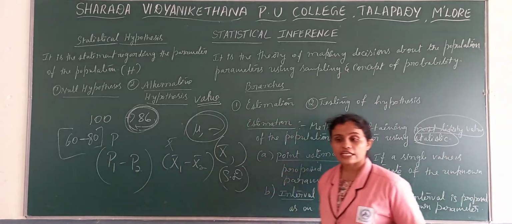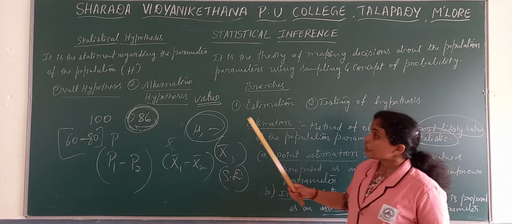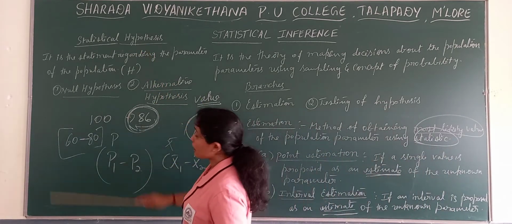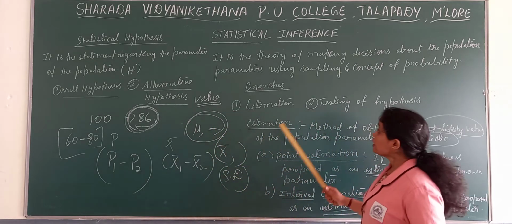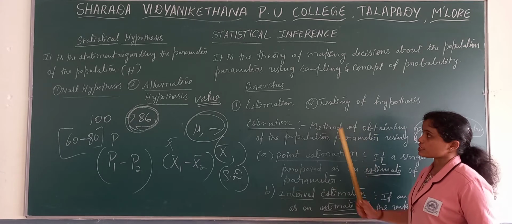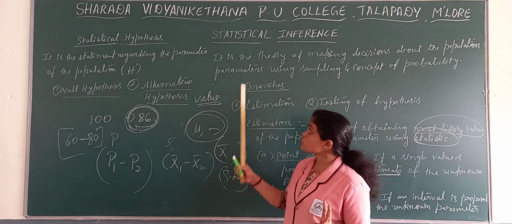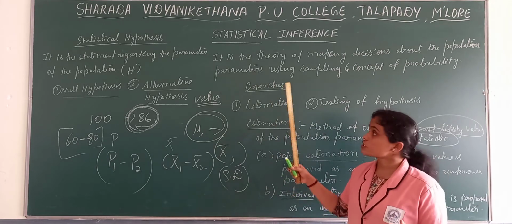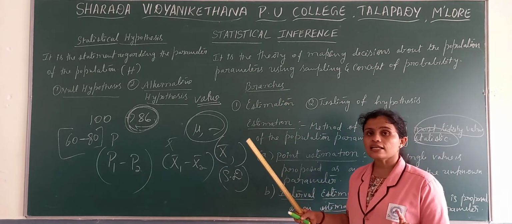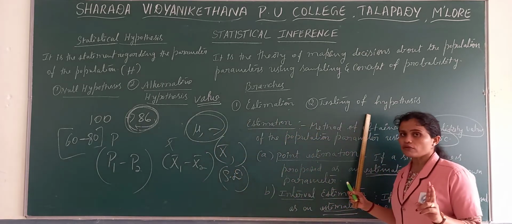If we propose their interval, then we call it interval estimation. The next one, statistical hypothesis. As I said, there we have two branches, estimation and testing of hypothesis. About estimation, one possible question: which are the branches of statistical inference? Branches are two, that is estimation and testing of hypothesis.